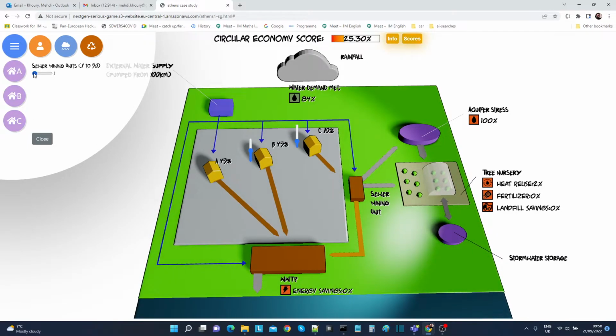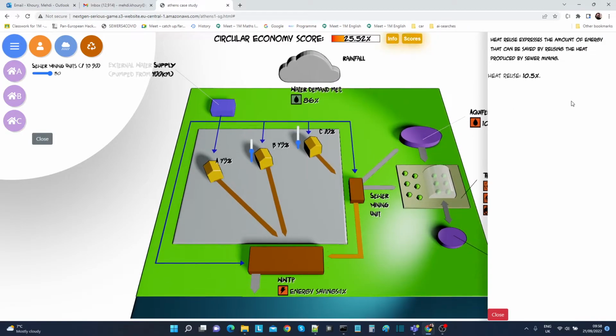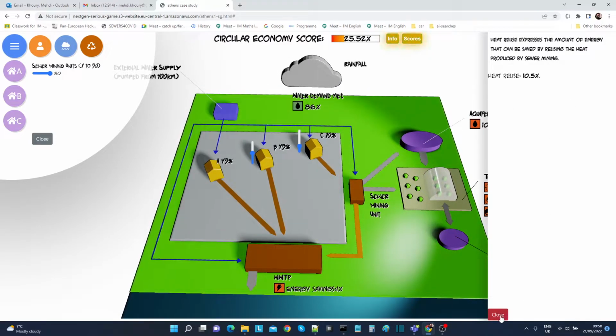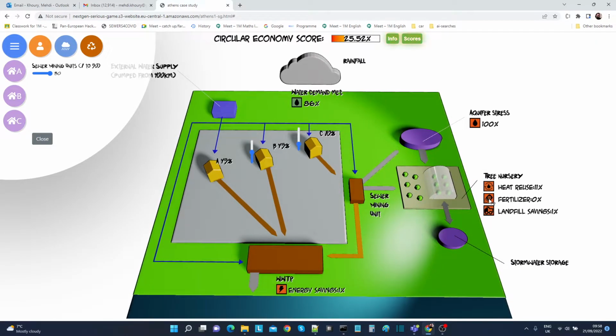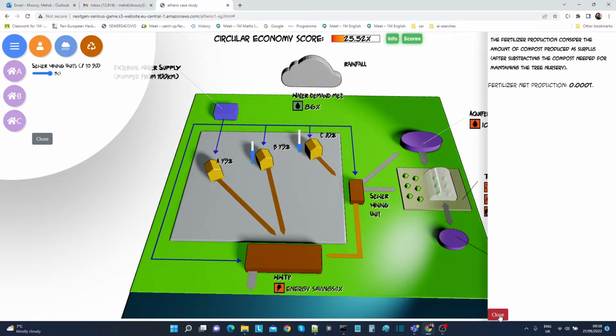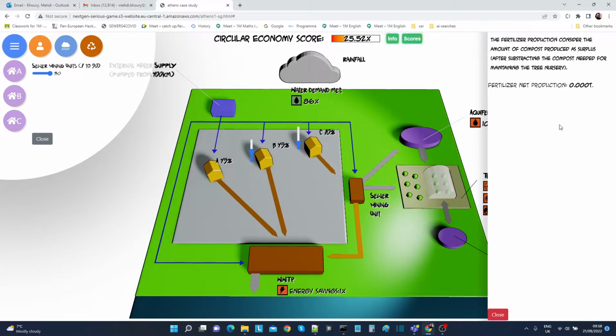So if I increase the number of sewer mining units to 50, which is a huge number, then you notice that if I click on it, you manage to do some heat reuse up to 10%. So this is the amount of energy you can save by reusing heat. You manage to not produce any significant amount of fertilizer, at least no amount that is surplus. So you make fertilizer, but this fertilizer is immediately reused by the tree nursery. So you don't make enough to export fertilizer or to have a surplus.